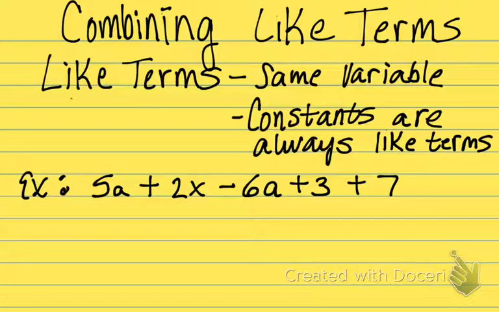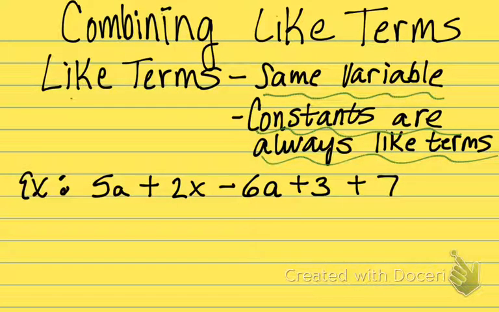The second piece of background information we need to recall, in addition to what perimeter is, is what like terms are. And this isn't the exact definition because there is a little bit more to it, but for now this is going to do. Like terms are when you have terms that have the same variable, and then we need to remember that constants or numbers are always like terms. So let's look at how that would play out in an example.